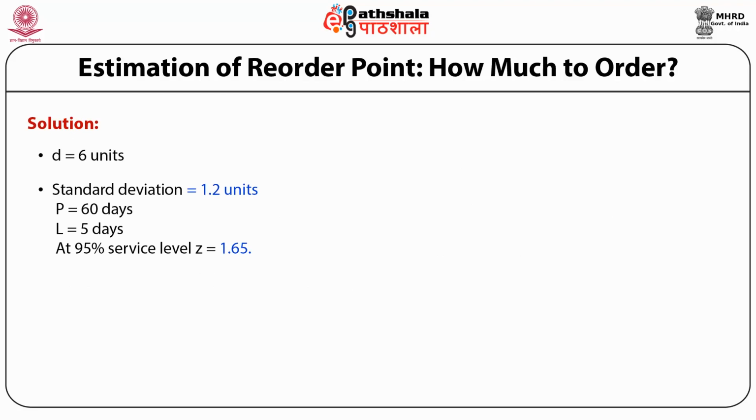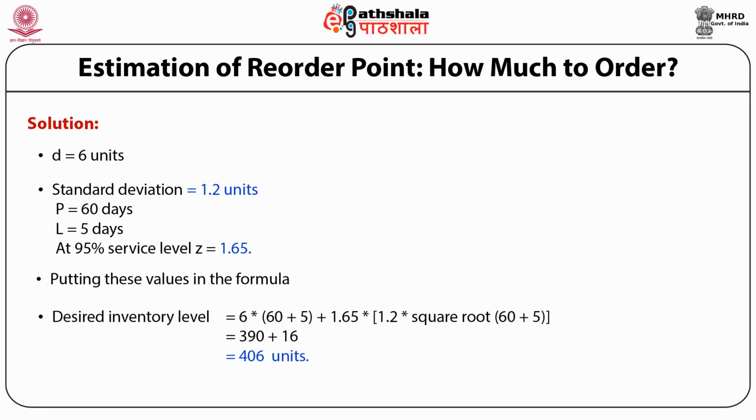Solution: D equal to 6 units, standard deviation equal to 1.2 units, P equal to 60 days, L equal to 5 days, at 95% service level, Z equal to 1.65. Putting these values in the formula, desired inventory level equals 6 into (60 plus 5) plus 1.65 into 1.2 into square root of (60 plus 5), equal to 390 plus 16 equal to 406 units.